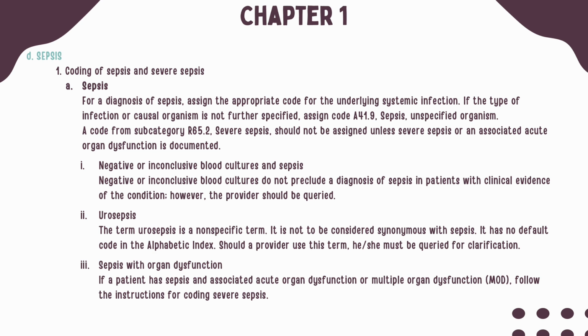If the infection or causal organism is not specified, assign code A41.9. Unless severe sepsis or an associated organ dysfunction is documented, code R65.2 should not be used. If a negative or inconclusive blood culture is present, but there is clinical evidence of sepsis, the provider should be queried for clarification. If the term urosepsis is used, the provider should also be queried for clarification.